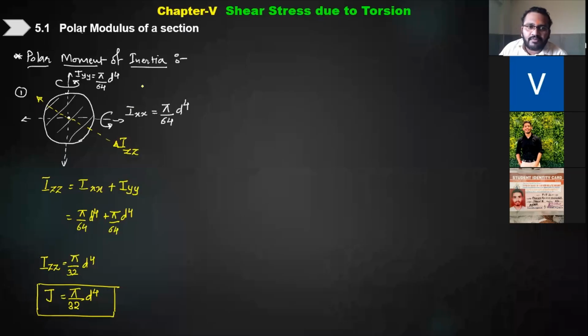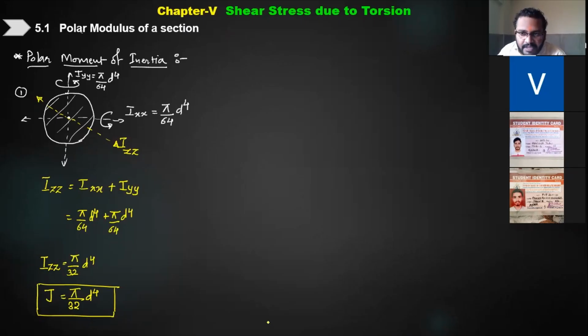Now what is polar modulus? What was section modulus? If you remember, anybody can tell me what is section modulus? I by y. What is y in that case? Y max, the maximum distance of the layer, right? In a similar way, in cross section, if the cross section is circular, what is the y distance?